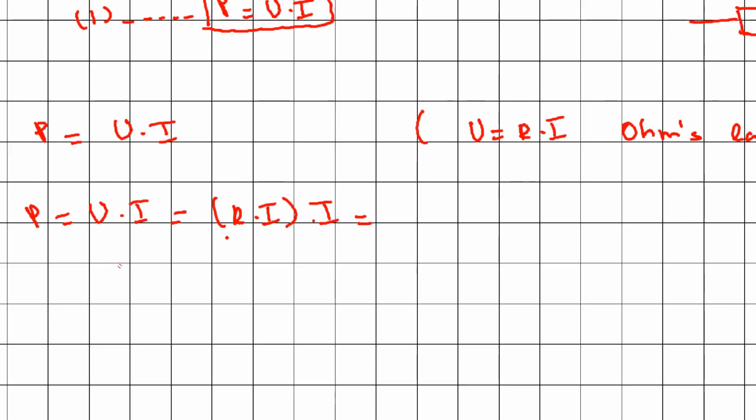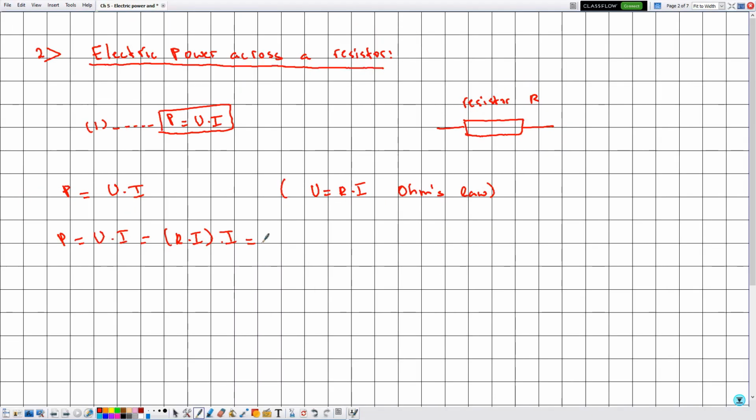Now, because this expression is a combination of multiplications, we can get rid of the brackets, and it will be R multiplied by I multiplied by I, which is given by Ri square. So P is equal to Ri square, the second form of the electric power, and this only holds across a resistor. Now there is also another form.